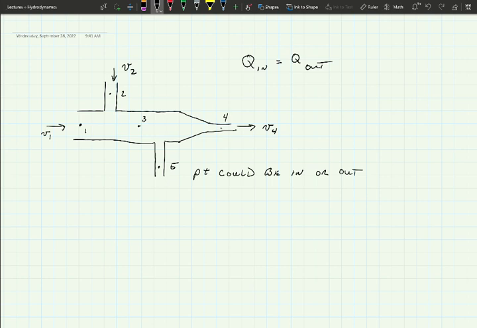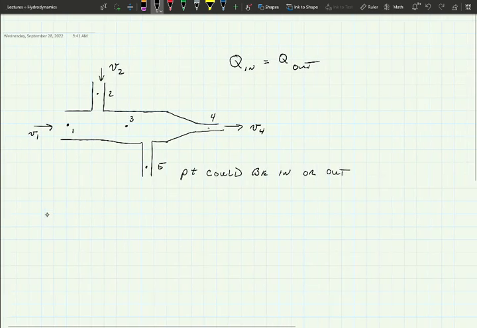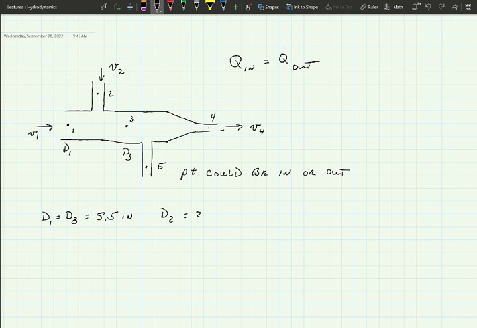All right. Let's put some numbers to this thing. So D1 equals D3, which equals 5.5 inches. Okay. D2 equals 3.5 inches. D4 is equal to 3.4 inches. And then D5 will be equal to 3.3 inches. Okay.